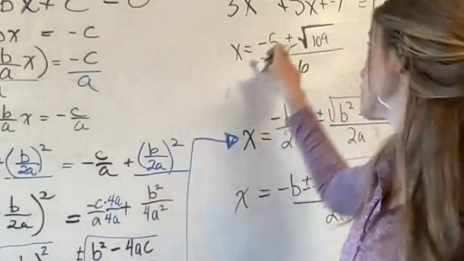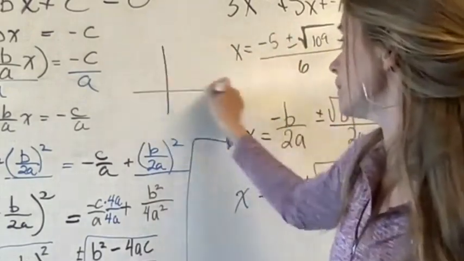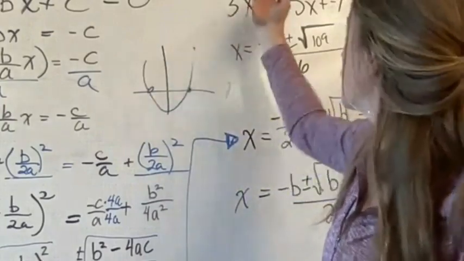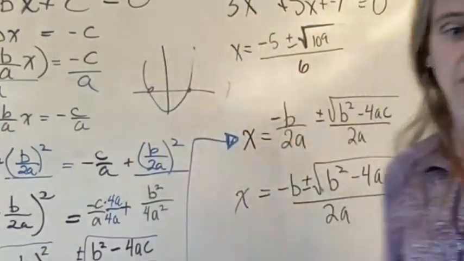But it is 2 answers. So that means it does cross twice. Yeah, something like that. Okay, so that's nice.